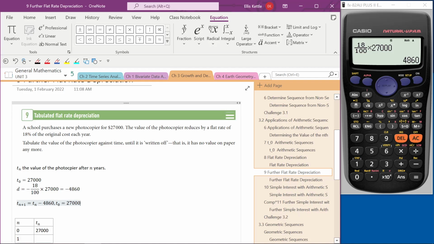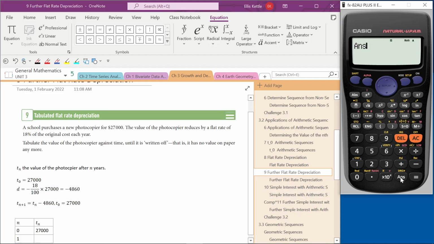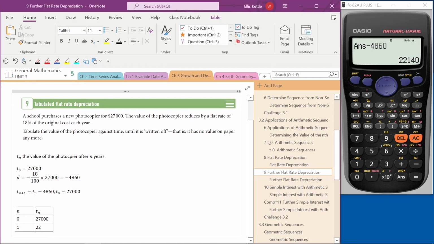So I'm going to show you how to do this in your calculator, because this is super duper quick. First of all, you just type in your starting number, so $27,000 equals. And then what you do is use this answer button here. So we use answer to mean the previous term. So I'm just going to write answer minus $4,860. Answer minus $4,860. And that's equal to 22,140.